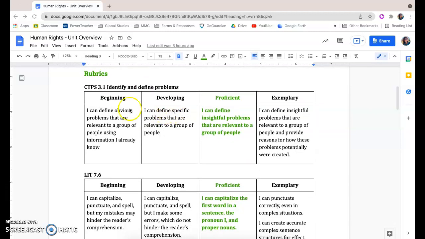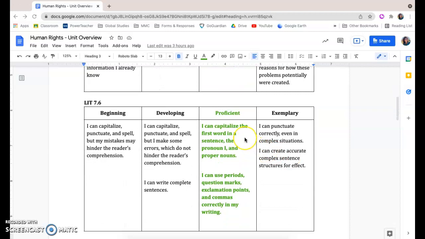For the critical thinking skill, you've got this skill if you can define insightful problems that are relevant to a group of people. So if you can identify a problem, talk about what it is, and talk about how it is related to or relevant to a certain group of people, taking that skill to the next level. You can do it with multiple groups of people, as well as talk about how these problems were potentially created. So how did these problems arise? What led to them becoming a problem?